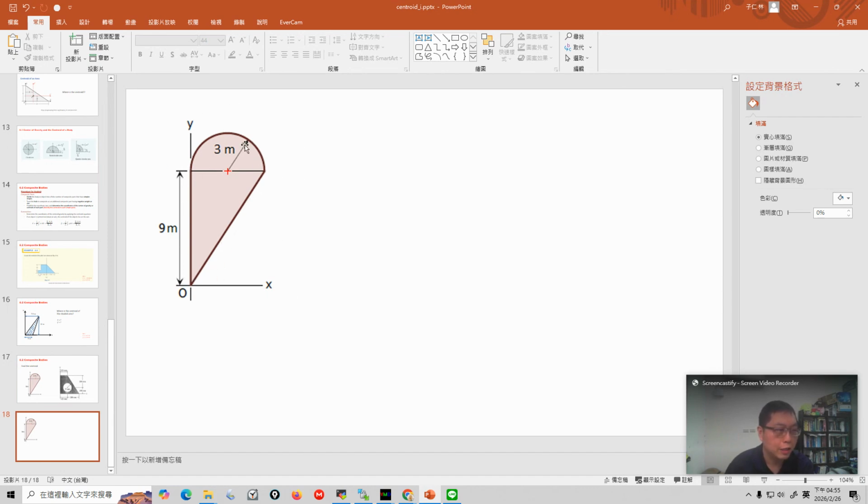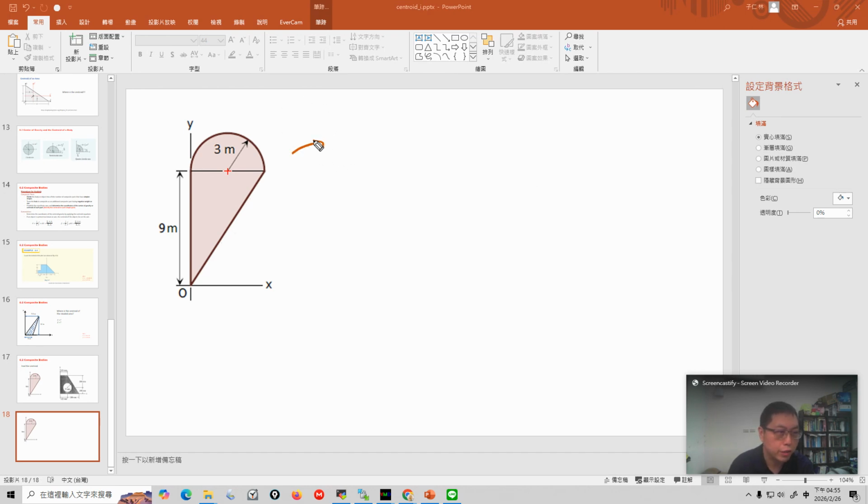Can we simplify this shape as a combination of simple shapes? Yes, it sure does. This composite area can be viewed as the combination of a right triangle and a semicircle area.